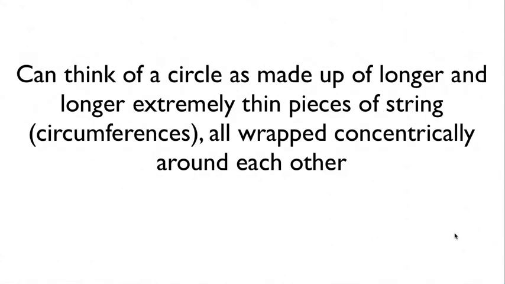So what that enables us to do is to think of the circle in a very special way. If you picture the radius growing a little by little, tiny, tiny little bit of radius, what you're doing is adding a circumference at that particular moment. So you can think of the circle as being built up of these circumferences. You start out with a very small circle. It's got a circumference. You make the radius a little bigger. You get a circumference wrapped around that and another circumference wrapped around that. So think of the circle as made up of longer and longer, extremely thin pieces of string, the circumferences, all wrapped concentrically around each other.